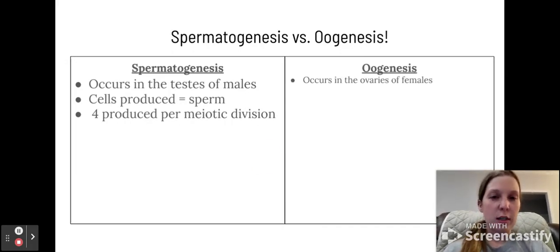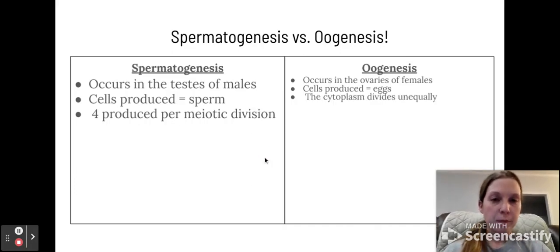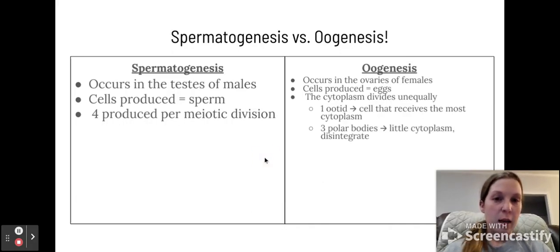And then we have oogenesis, which occurs in the ovaries, the females. Here we have the gametes, which are produced, and we know those are eggs. And then the cytoplasm divides unequally in these. So you have one ootid, which is a cell that receives the most cytoplasm, and you have 3 polar bodies, so little cytoplasm, and these will disintegrate. So these are not viable. So we only get 1 haploid egg for meiosis in females.